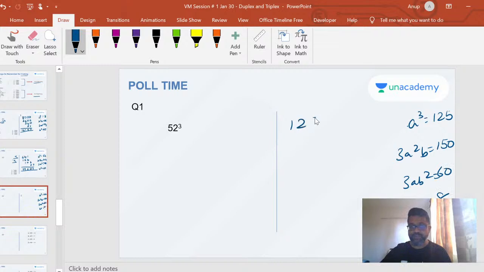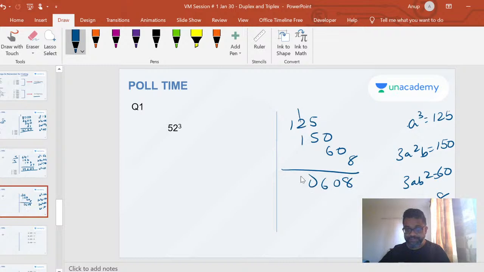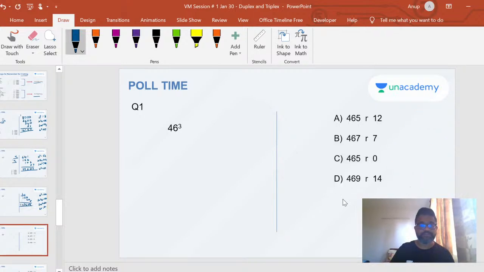So you'll write it this way: 125, 150. Only one digit has to project out. Okay, 60. One digit has to project out. And now it's only 8. So the 8 alone will be here. 8, 0, 6, 10, 4, 1. That's your cube of 52.